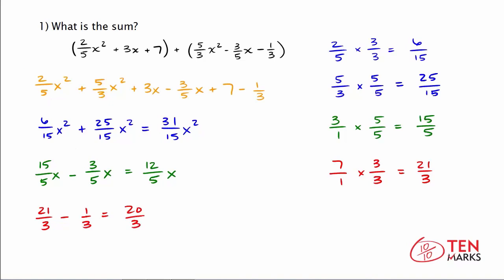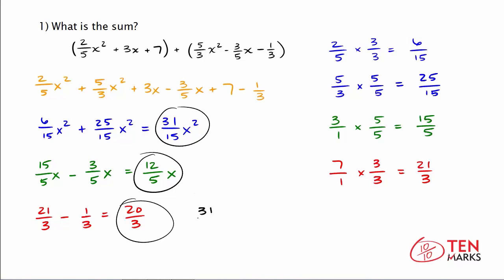So now we have the three sums that we found from the different parts of the polynomial expression, which means we can rewrite this as the sum of these two polynomials. So putting it all together, you have 31/15 x squared plus 12/5 x plus 20/3.